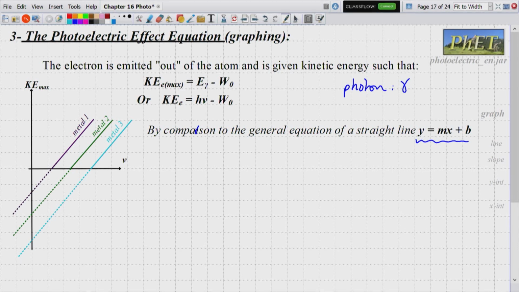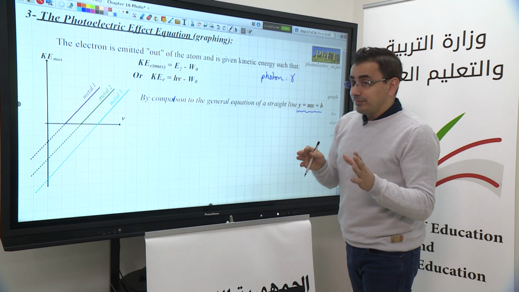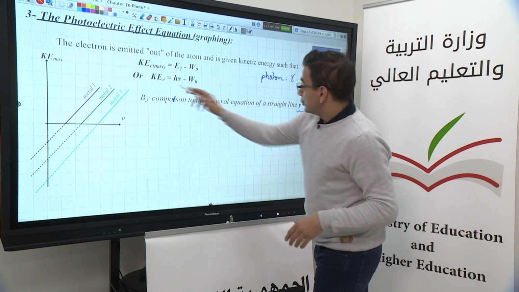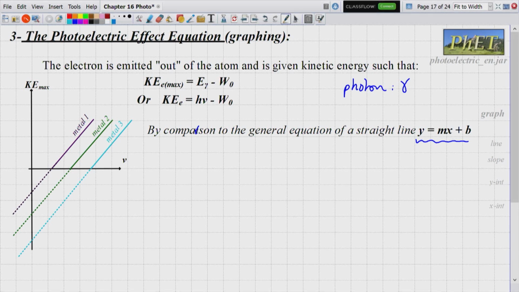Can you interpret why the obtained lines are parallel here and in the experiment that we have seen in the simulation? Do you have any answer for that? As some of you might have noticed, since Ke, which is y, equals h nu, which is mx, thus the slope m is h. No matter what the metal is, we have the same slope. And when the slope is the same, that implies parallel lines. So that explains why the lines are parallel.